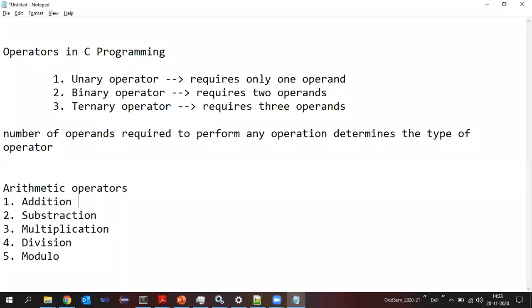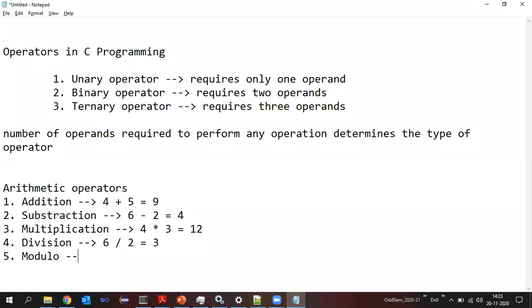The first one is addition. Addition means you add two numbers. A very simple example: 4 plus 5. You get an answer of 9. Now the next one, subtraction: 6 minus 2 is equal to 4. Now, multiplication: 4 into 3 equals 12. Then division: take 6 divided by 2, which is 3.